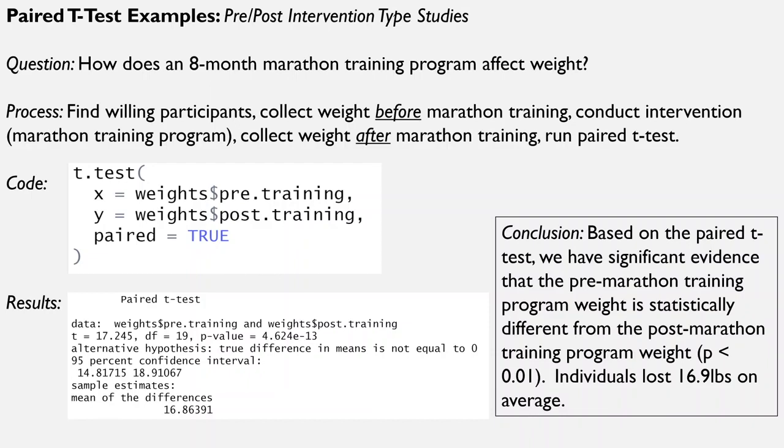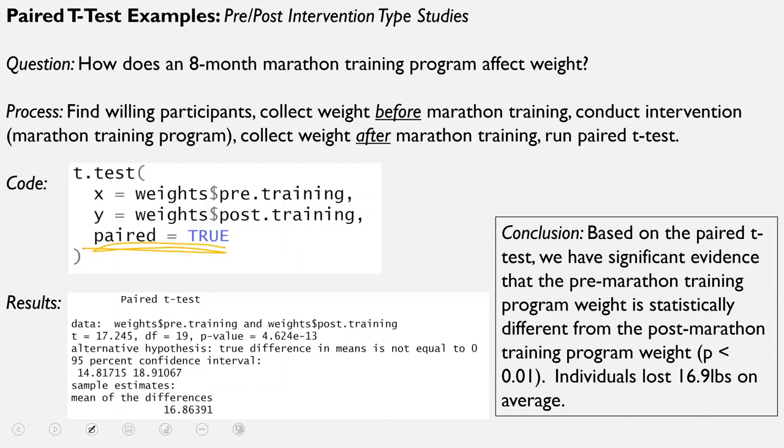Just in this case, we've got x and y, where x is, depending on the order, however you want the algebra to work out, going to be your pre and y is going to be your post. You could flip it if the signs are negative or if it doesn't make sense that the signs are negative. And then you just want to make sure that you have paired equals true here, because the default is not paired equals true. The default is paired equals false. So you want to make sure that you get that in there correctly.